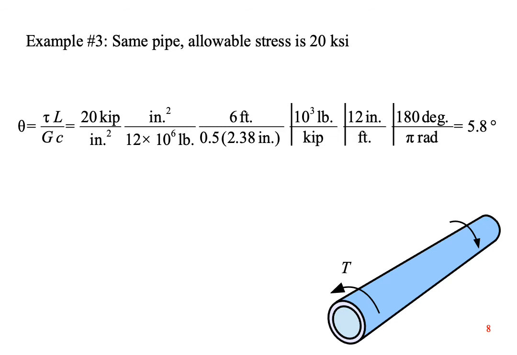Let's take the same pipe, but twist it until it reaches its allowable shear stress of 20 ksi. We use the other angle of twist formula and find that it can twist 5.8 degrees before reaching its allowable shear stress. Therefore, the torque in example number 2 is not enough to cause the pipe to permanently deform.